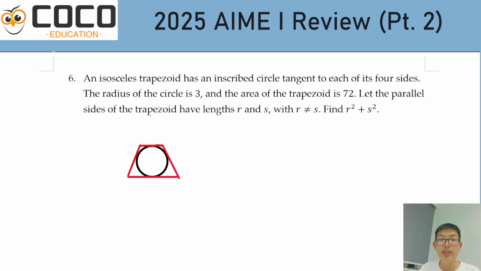Let the parallel sides of the trapezoid have lengths R and S. Okay, so I should not call the inradius R because of this R and S here. But funnily enough, the R and S, I'm not sure if it's intended as a hint, but it feels like a hint, right? Because it may remind you of your area equals R times S formula, where R is the inradius and S is the semi-perimeter.